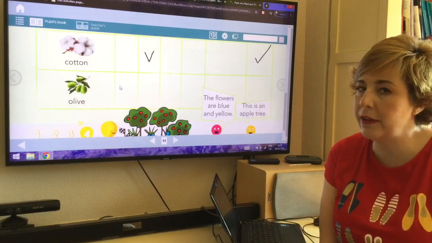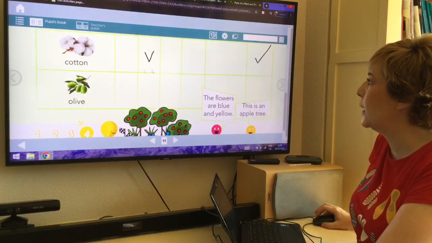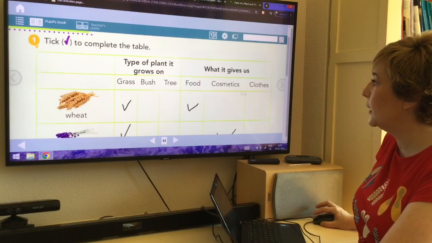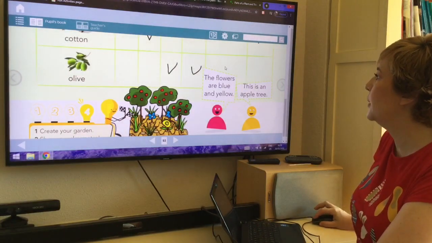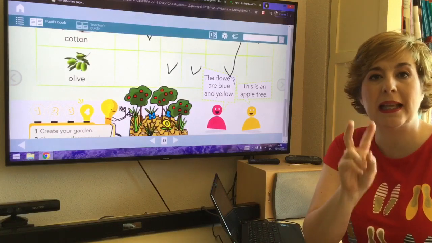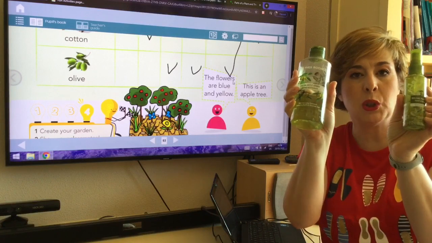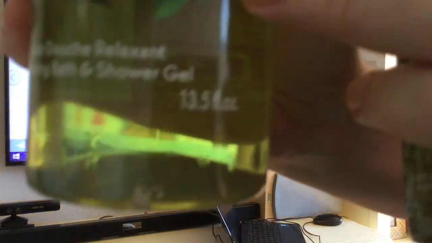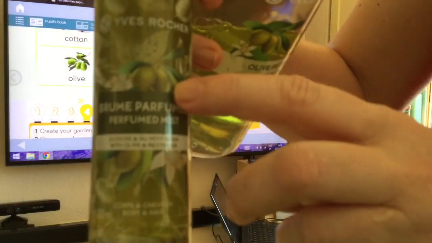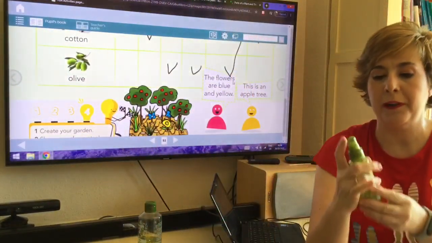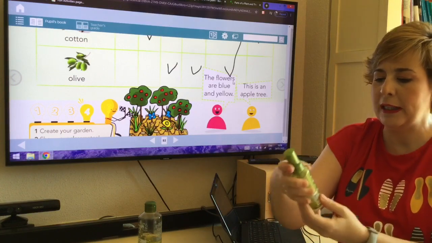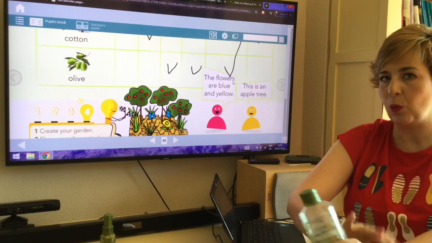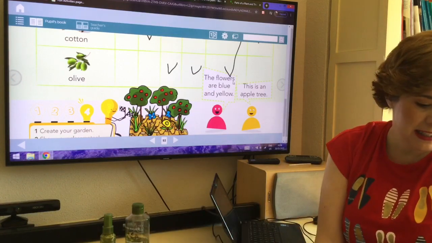And then olive. Olive gives a lot of things. Olive is a tree. It's a tree. So we have to go to the third column. It's a tree. And it gives us food and cosmetics. Food and cosmetics. I'm going to show you two cosmetics that are made of olive. These two cosmetics that I have here are made of olives. I'm going to show you a little bit closer. You see the olive here and the olives here. This is a perfume and it's made of olive. And this is, it says relaxing bath and shower gel. Well, and this is the end of page 93.